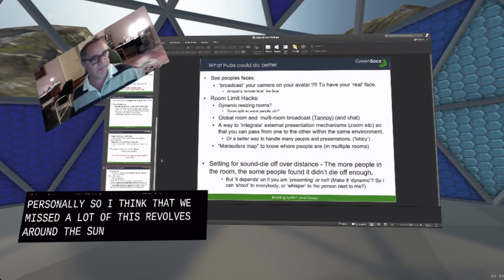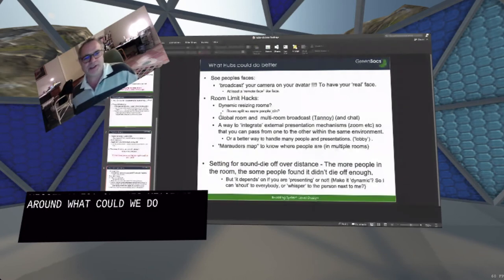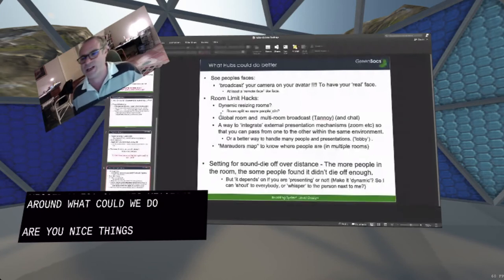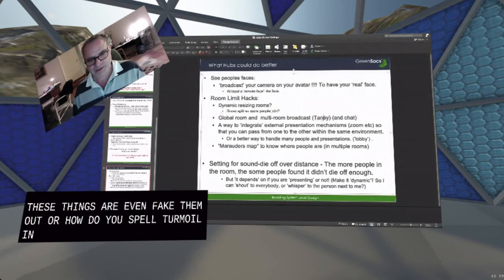So what could we do better then? Well, I've just mentioned the whole idea of broadcasting a camera onto the avatar. I have no idea whether any of these things are even vaguely possible. You can rule them out because they're totally unrealistic, or take them on if you think they're doable. I can't spell Tannoy. How do you spell Tannoy then? Is it just one N?